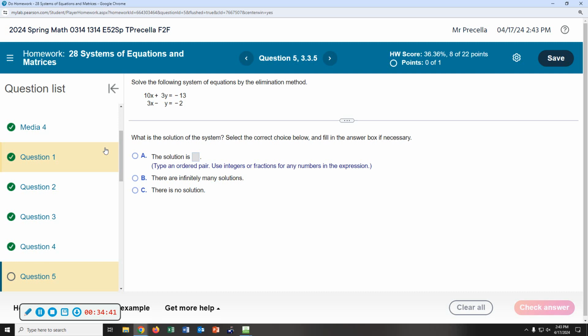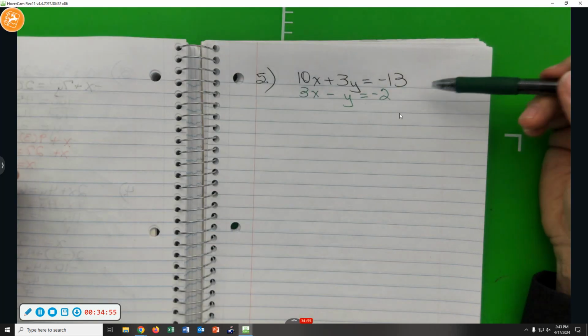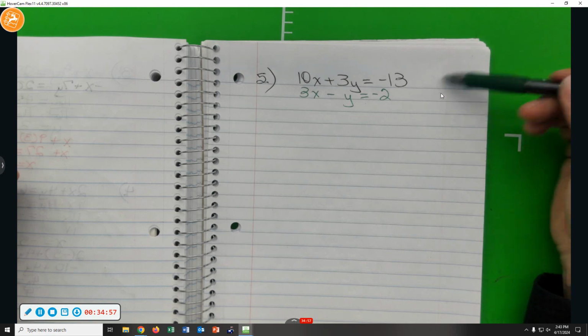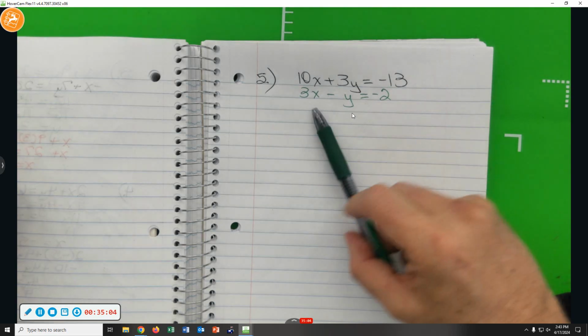I wrote too big here, because I'm about to have to do something. I would have liked to have written what I'm about to do right here, but I didn't leave enough room, so I'll have to write it down here.